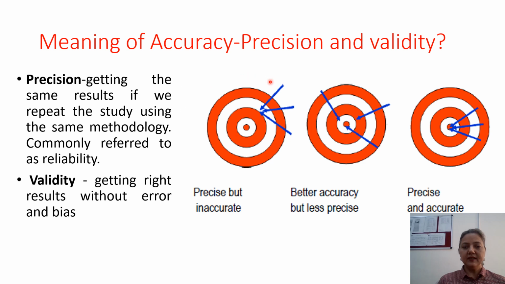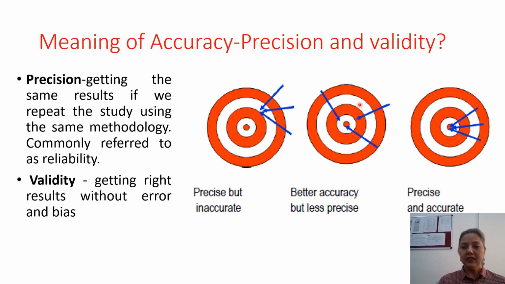So if we see this diagram, here we can see the results are at one point. We are getting almost similar results on repetition. But we actually wanted to reach or target this bullseye. And these results are indicating that they are repeatedly coming the same, but they are very far off from the bullseye. So this study is indicative that the results are precise, but they are not accurate.